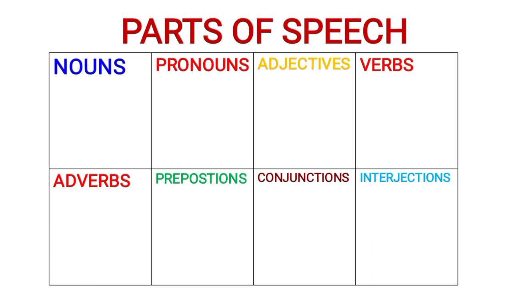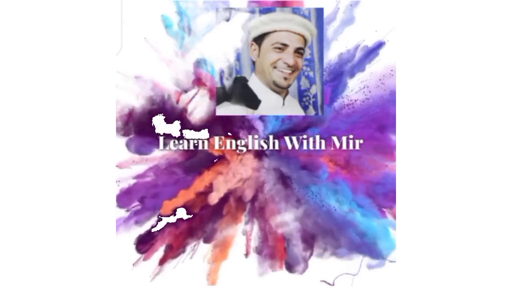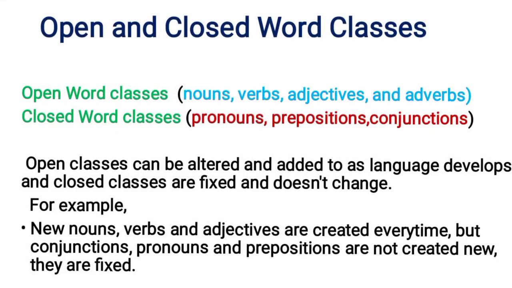Parts of speech are further grouped into 2 classes: open and closed word classes. Open word classes comprise nouns, verbs, adjectives, and adverbs, whereas closed word classes comprise pronouns, prepositions, and conjunctions. What is meant by open and closed word classes? Open word classes can be altered, changed, or added to as language develops or evolves, and closed classes are fixed and don't change.